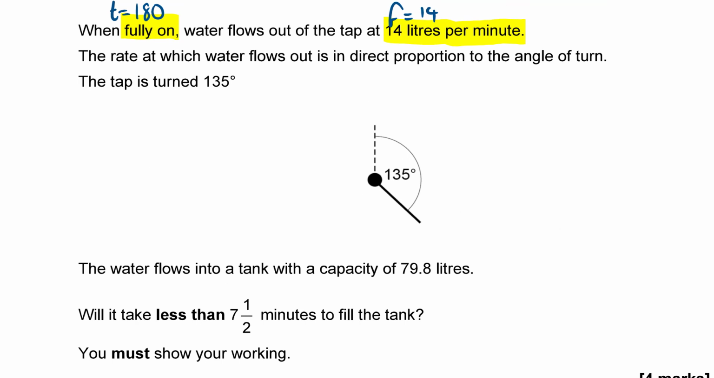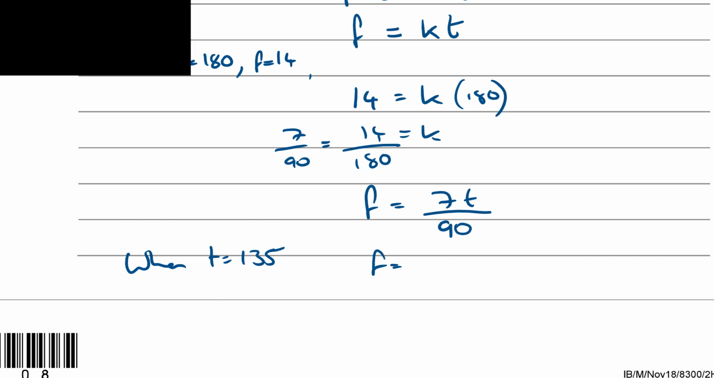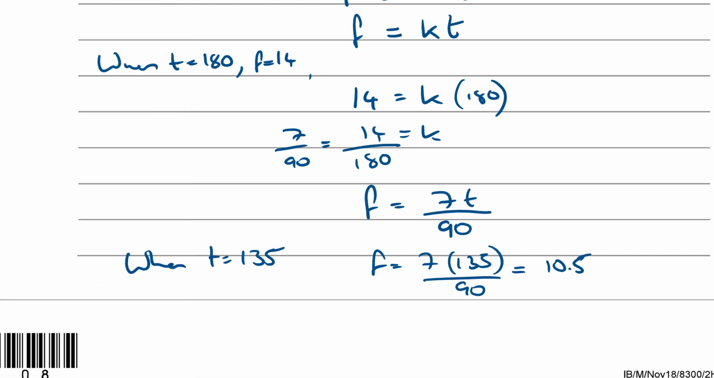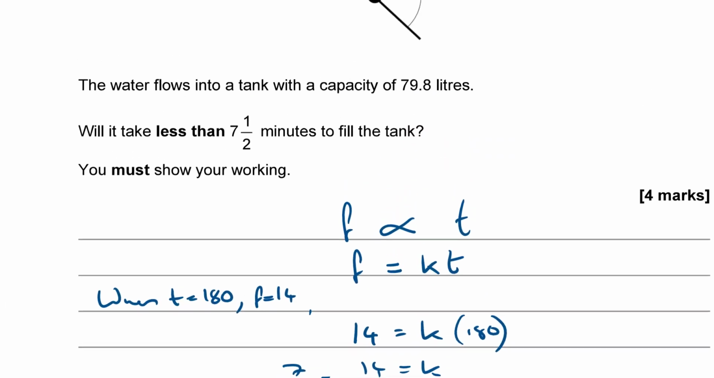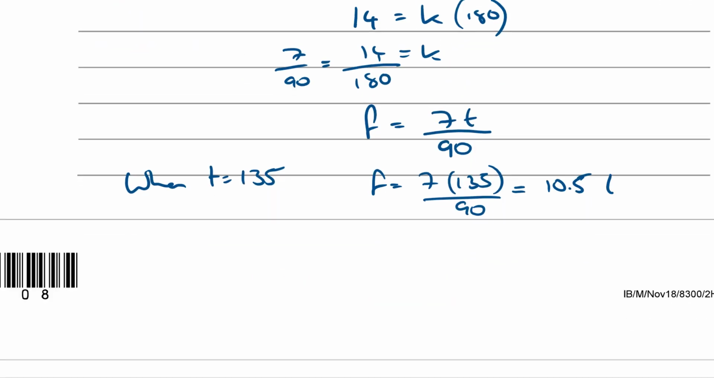So we want to know what the flow is when the tap is turned to 135 degrees. What is the value of f at that value? So we're going to write down when t is equal to 135, what's f? Then f is going to be 7 lots of 135 over 90, which is 7 times 135 divided by 90. It's 21 over 2. 21 over 2 is 10.5. The units are litres per minute, so that's 10.5 litres per minute.